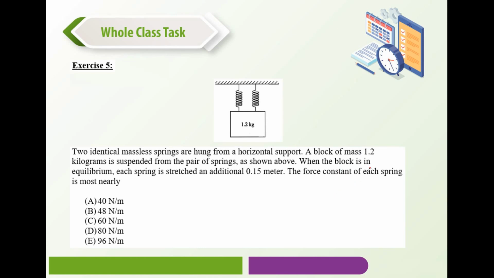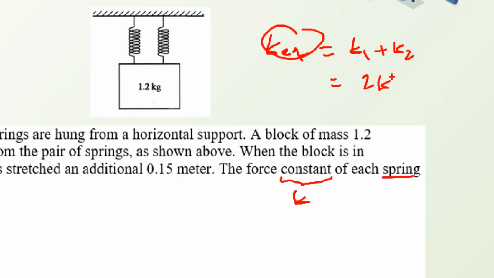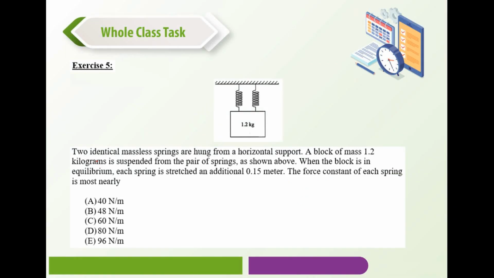Now this is a bit tricky. Why? Because they're asking for the force constant, which is k, not of the springs combined, but for each spring. And we know that whenever springs are in parallel, the stiffness is additive, which means k equivalent is equal to k1 plus k2. If we're assuming that both springs are identical, then that would be 2k. So basically, if we determine the equivalent stiffness, we would be able to deduce k. Notice that here the springs are identical.